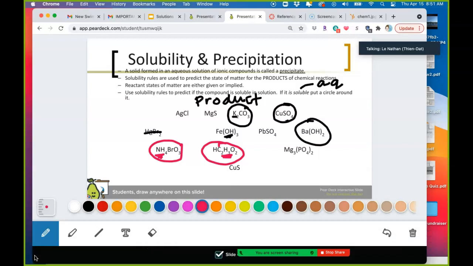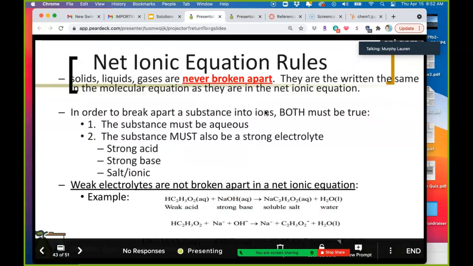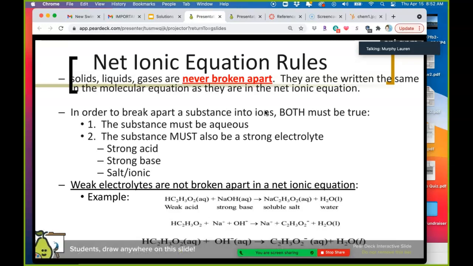So, okay, what we're going to start doing is taking chemical reactions, which we've already done, like single replacement, double replacement, combustion, what am I missing? Synthesis, decomposition, and we're going to start doing what are called net ionic equations. The only thing you can break apart into ions, that's what ionic means, are things that have the state of matter of aqueous. You cannot touch solids, you cannot touch liquids, you cannot touch gases. They stay the same. You don't mess with them, okay?